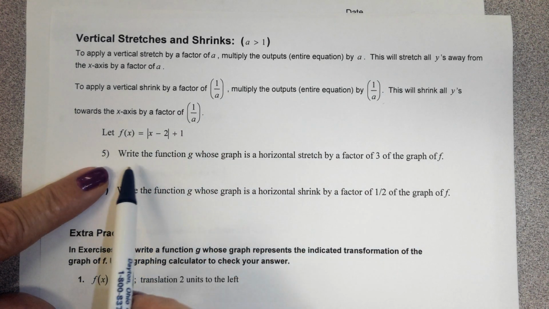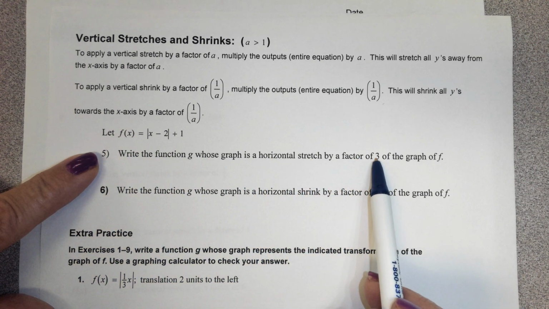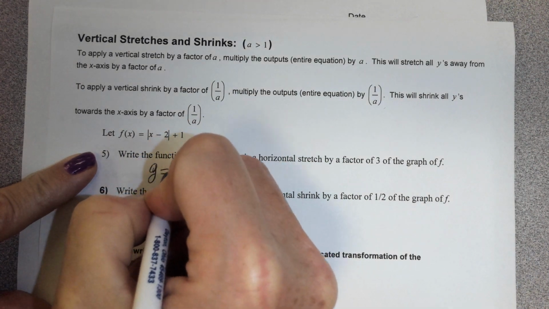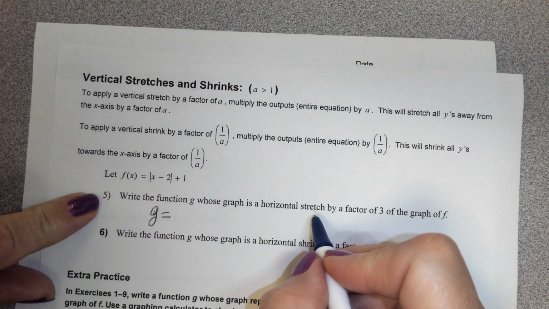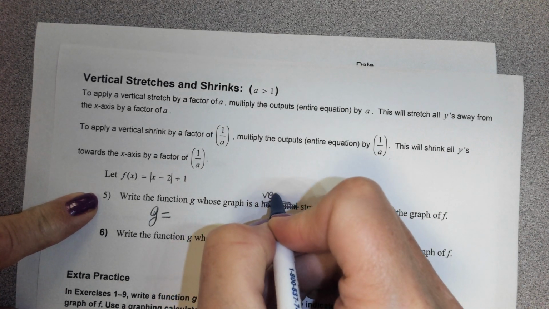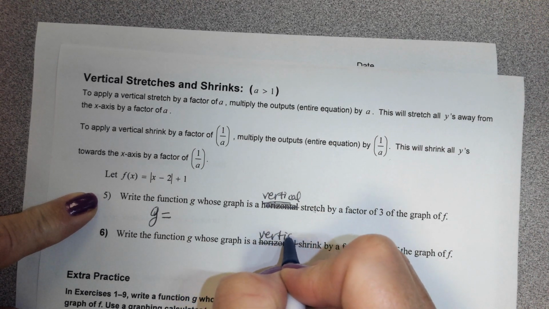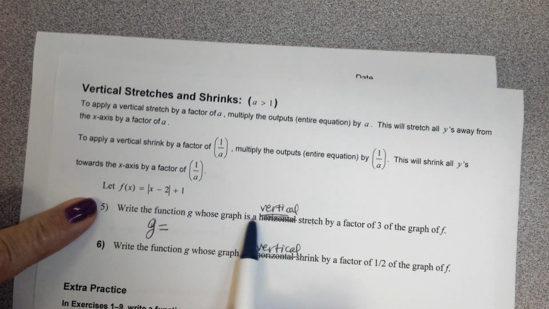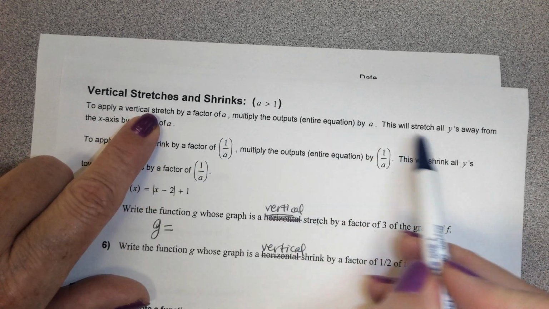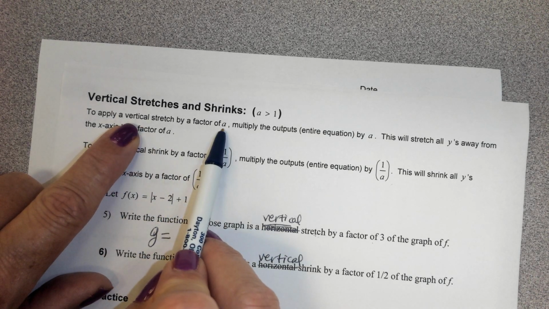Same equation. Write the function g whose graph is a horizontal stretch by a factor of 3 of the graph of f. All right. So I want to have a horizontal stretch. Oh, darn. This should say vertical, sorry. I'll change it so yours will say vertical. Function whose graph is a vertical stretch by a factor of 3. So if I want a vertical stretch, I want to do this. Vertical stretch by a factor of 3.